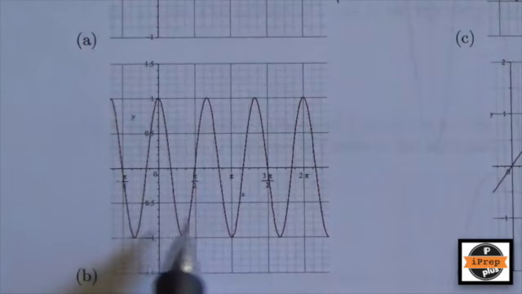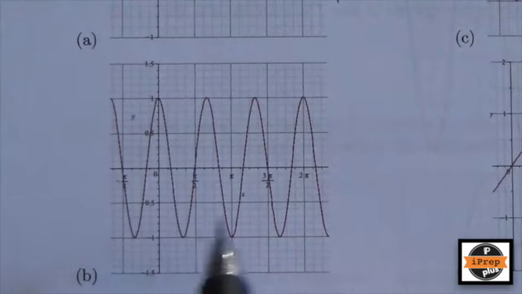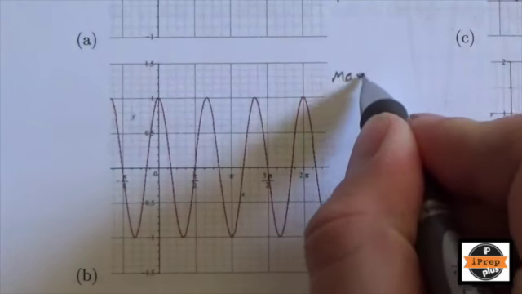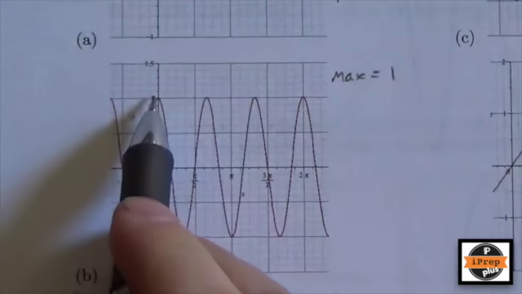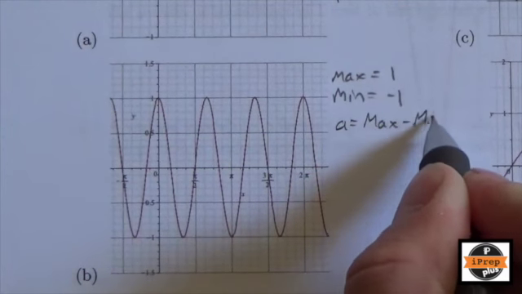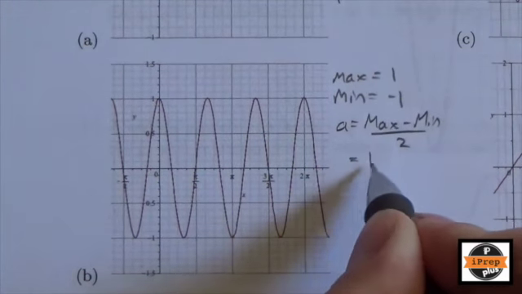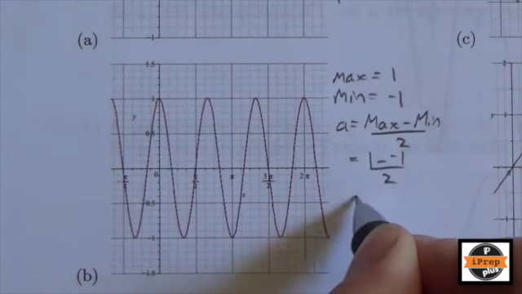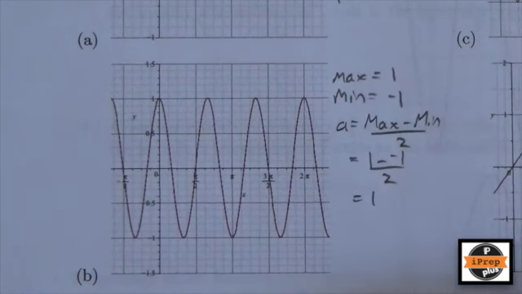So in this case, just as we did with the previous question, we're going to start by identifying the maximum and minimum values here. The maximum value of this graph is 1. The minimum value of this graph is going to be -1. And so the amplitude, again, the amplitude is the max value minus the min value divided by 2. So this will be 1 minus -1 over 2. Or when all said and done, 1.